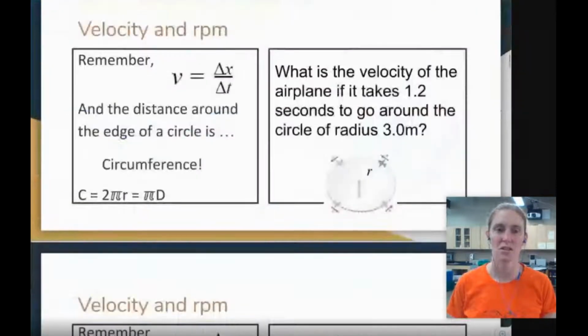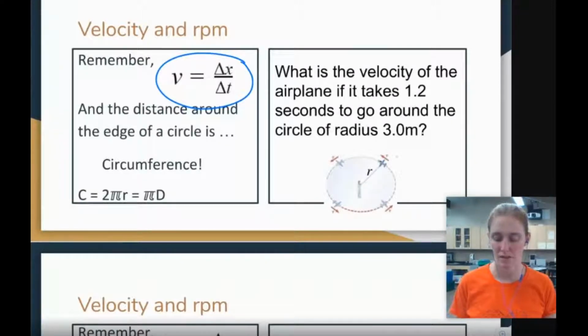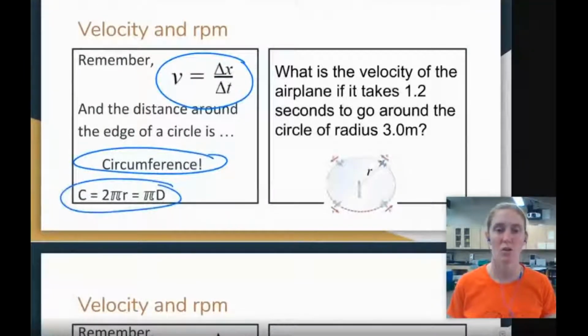So the first thing that we need to talk about is velocity and rotations per minute. So when we're talking about velocity, remember that velocity is equal to your change in position over your change in time. And the distance to go around a circle is circumference. And the equation for circumference is 2 pi r or pi d. So if you are given the radius of your circle or the diameter of your circle, you can determine how far something goes as it goes once around in a circle.